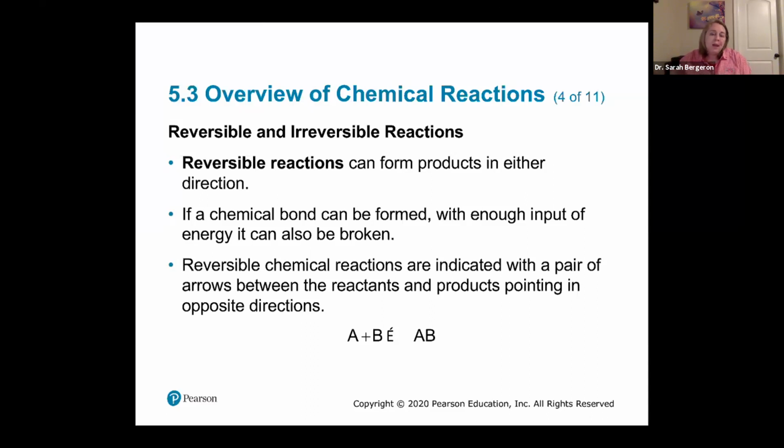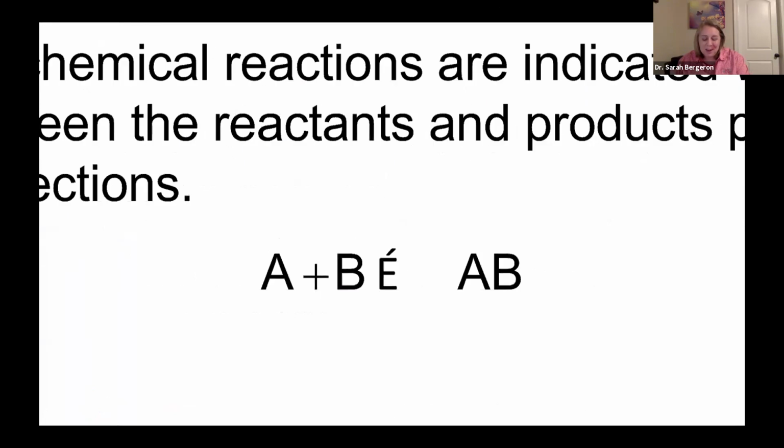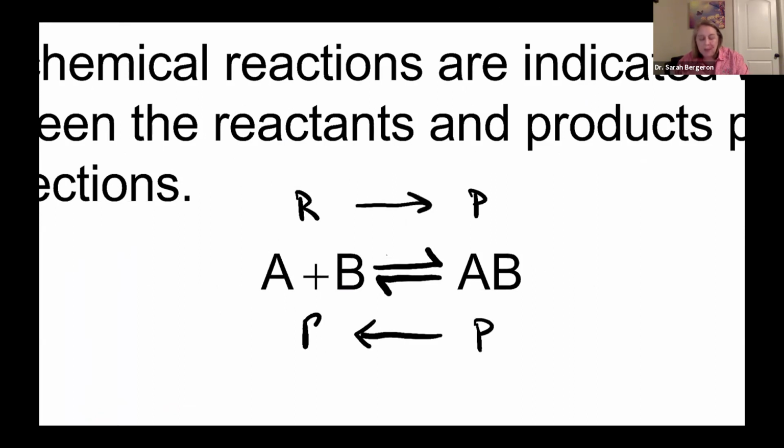So when we write a reversible chemical reaction, we're going to indicate it with a pair of arrows. And apparently PowerPoint didn't like my pair of arrows, and so it made this weird E, and I don't know what that is. So go in and just erase that E, and let's fix it. So we want a pair of double arrows. What that means is I'm going to have one arrow, like half of an arrow pointed in one direction, and then my other arrow points in the other direction to show that I can go from reactants to products, so I can go that way, or I can go from products to reactants.